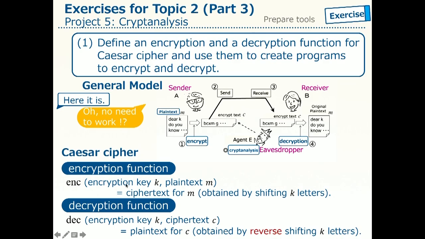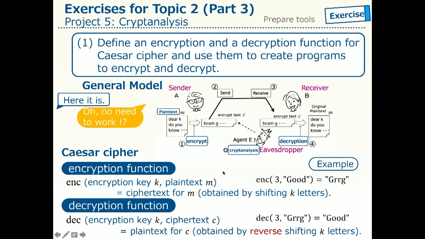Well, these are mathematical functions specifying the goal of each computation. For example, this enc, given a pair of a key, that is a shift number, and the plain text, we want to compute the ciphertext for this plain text by shifting k letters. This function enc specifies this task. Similarly, this function dec specifies the decryption task. What we need to create is subroutines realizing these computational tasks.